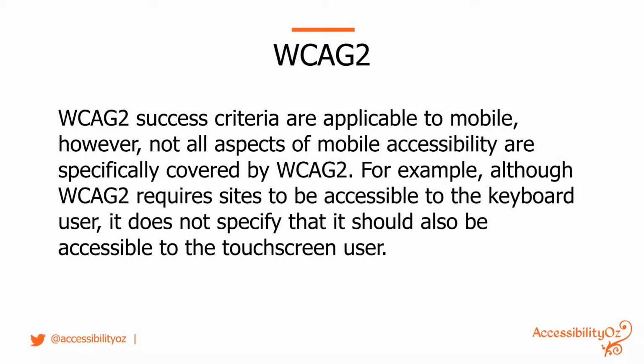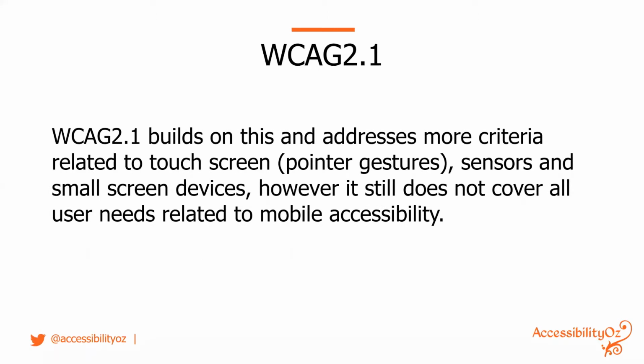So just a little to step back, WCAG 2 really doesn't apply very well to mobile. For example, WCAG 2 success criteria like alt attributes to images do apply to mobile, very easily applied to mobile sites as well as native apps. However, WCAG 2 requires that everything be accessible to the keyboard user, but it doesn't specify that everything should also be accessible to the touch user. And we do see sometimes, surprisingly, where touch accessibility is a problem. So WCAG 2.1 absolutely does build on this and addresses more criteria related to touch screens such as pointer gestures, sensors and small screen devices. However, it still doesn't cover all the user needs related to mobile accessibility.